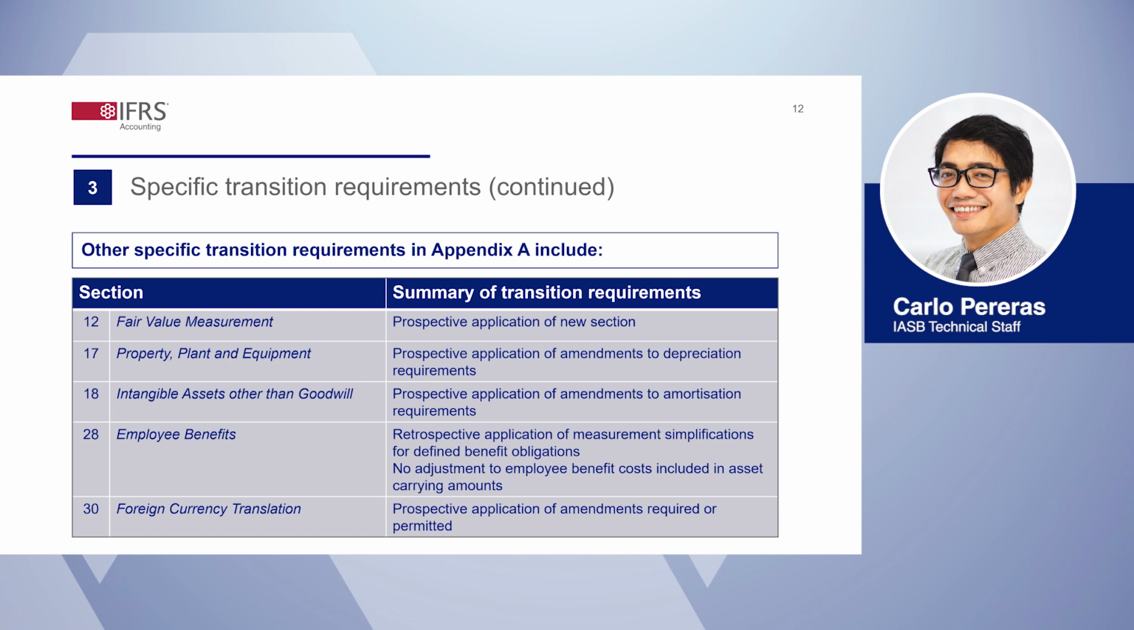For Section 30 on foreign currency translation, an SME is required to apply the amendments relating to a lack of exchangeability prospectively. Also, it is permitted to apply the amendments relating to advance consideration prospectively.